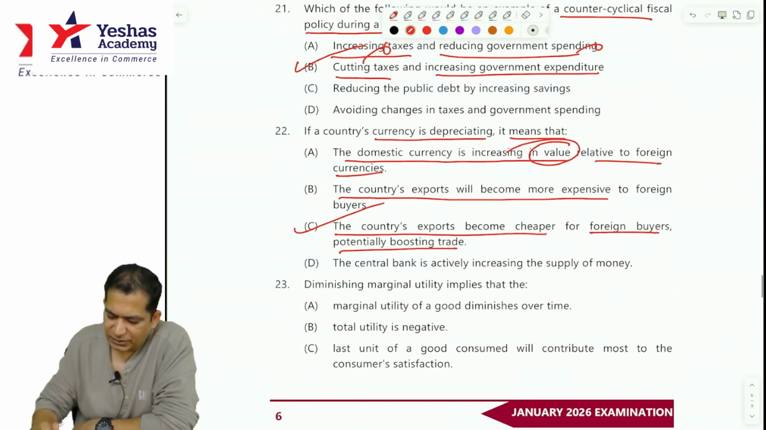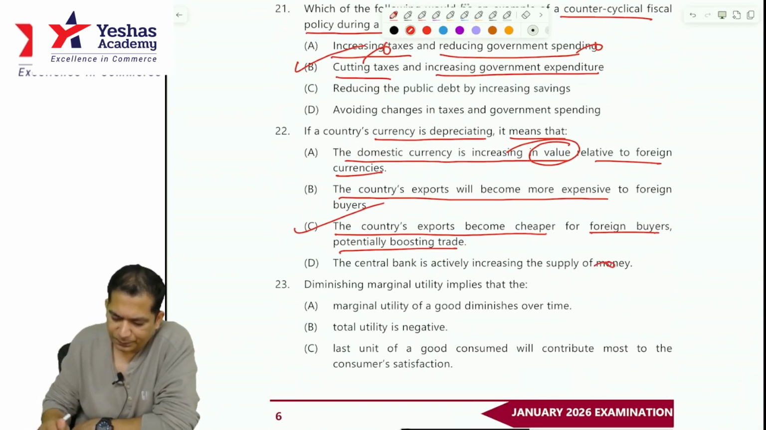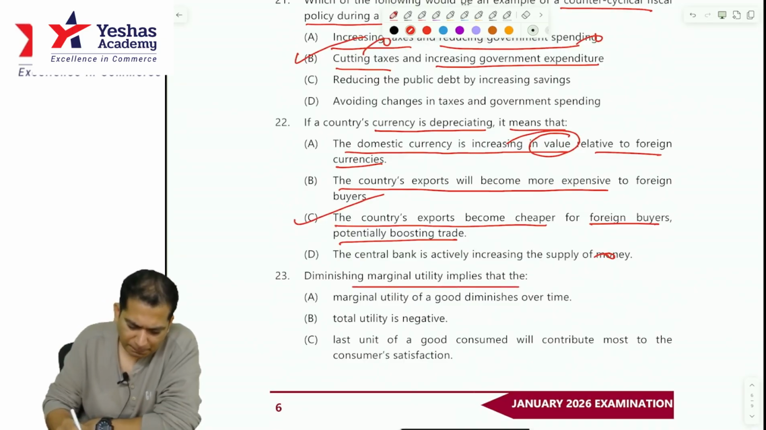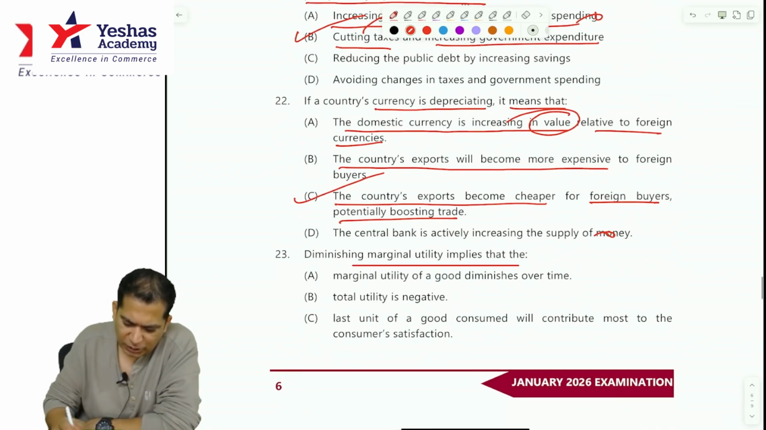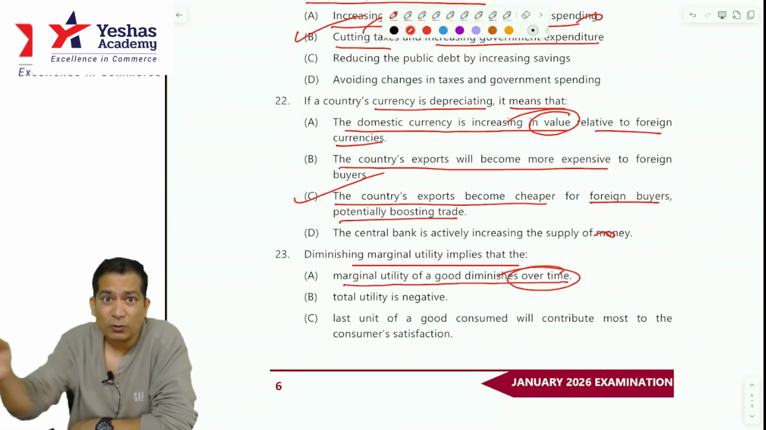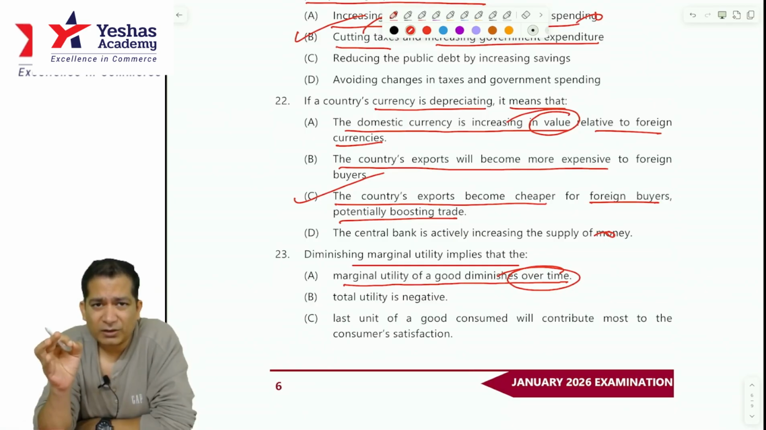Yes. Central bank actively increasing the supply of money. No. Diminishing marginal utility. It means marginal utility is diminishing. So marginal utility of good diminishes over time. Over time, you have not mentioned over time. It means you are talking about a long period of time. No, the concept of marginal utility, one of the assumptions taken is that you are continuously consuming without any break.